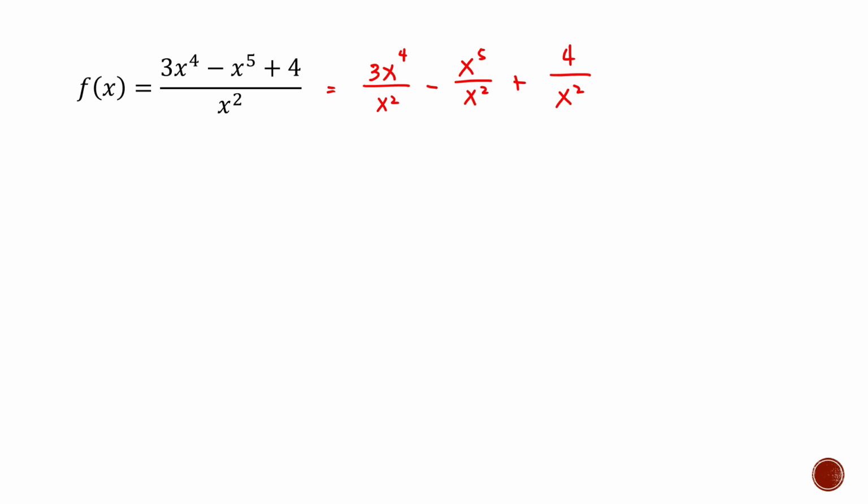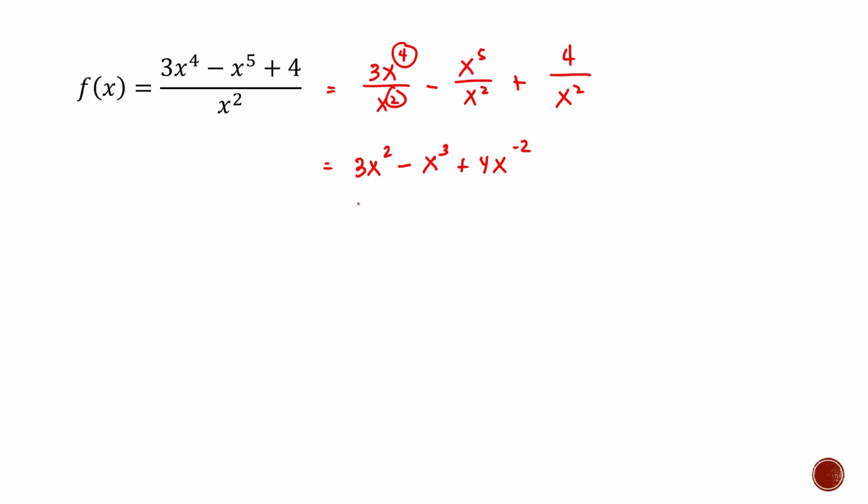So all of them have the same denominator, x squared. So that's 3x raised to 4 over x squared minus x raised to 5 over x squared, and then plus 4 over x squared. And of course, we can simplify each term, right? So using the laws of exponents, 4 and 2, we will simply subtract those two. 4 minus 2 is 2. So the first term is just 3x squared. The second term is x raised to 3. 5 minus 2 is 3. Now for this one, we want to make the exponent negative first. So plus 4x raised to negative 2.